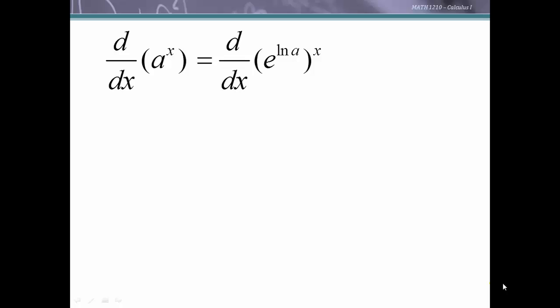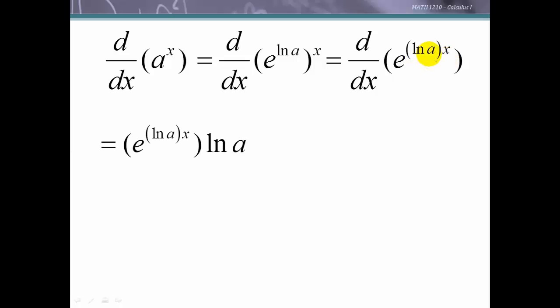Now we know that when we have an exponent inside and outside here, basically we multiply them, so I could express this like so, and so what I have is the derivative of e to the something. So a function inside, this is like e to the u, with u being ln a times x. So the derivative of e to the something is e to the something multiplied by the derivative of the something. That's the chain rule, e to the u multiplied by the derivative of u.